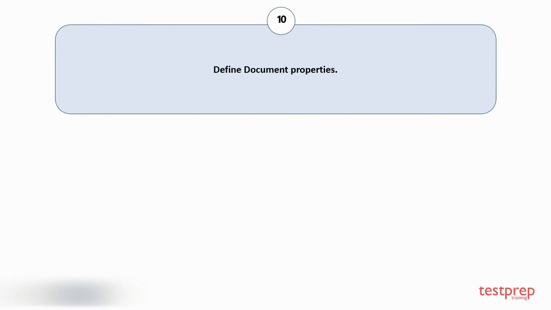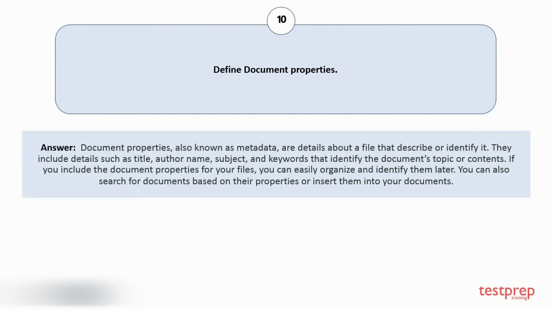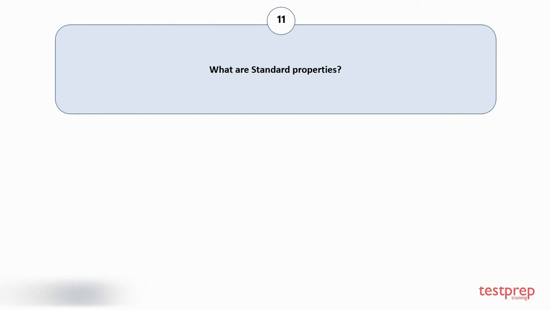Your answer is document properties, also known as metadata, are details about a file that describe or identify it. They include details such as title, author name, subject, and keywords that identify the document's topic or contents. If you include the document properties for your files, you can easily organize and identify them later. You can also search for documents based on their properties or insert them into your documents. Question number 11, what are standard properties?